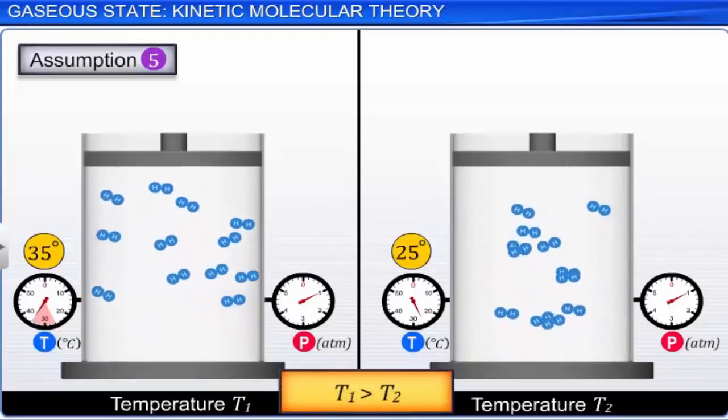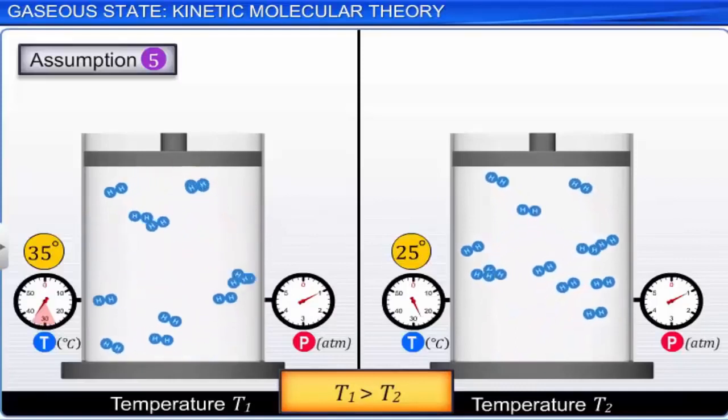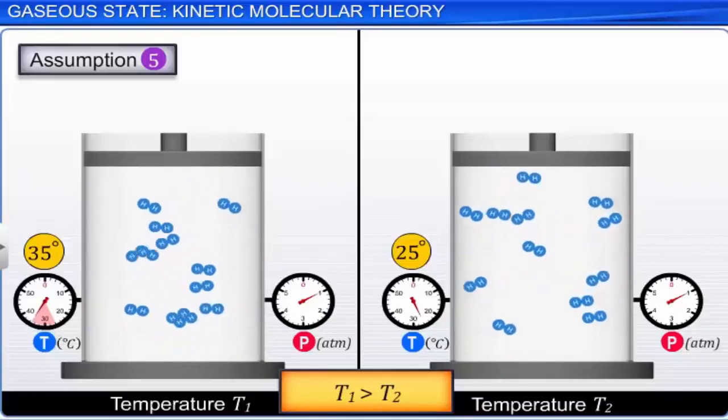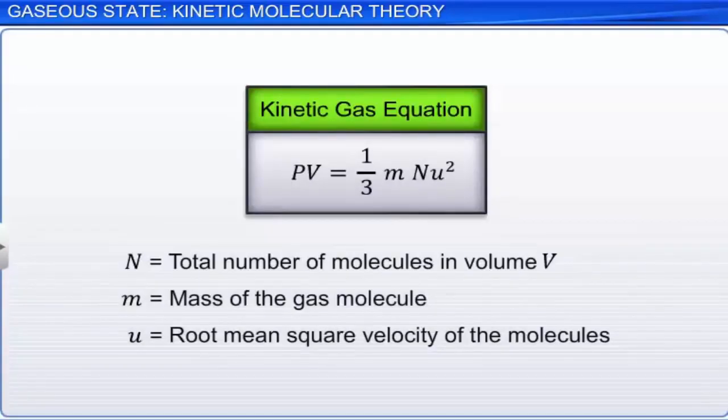Based on these assumptions, an equation for pressure of a gas is derived as PV is equal to 1 by 3 m n u square. This is called the kinetic gas equation, where n is the total number of molecules in volume V, m is the mass of the gas molecule, and u is the root mean square velocity of the molecules.